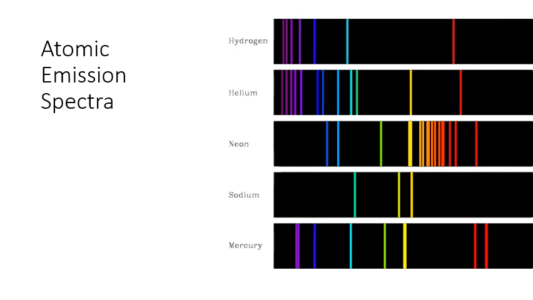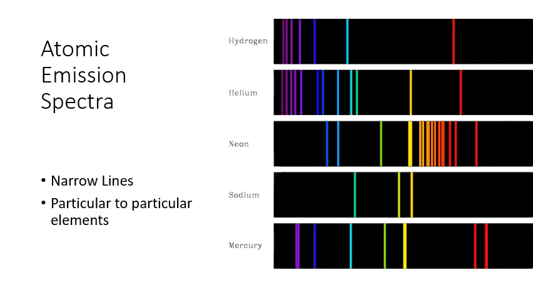So they're there because they're the very common discharge tubes. Hydrogen because it's simple, helium similarly simple, neon because it's very efficient at producing red, sodium because it's very efficient at producing yellow, and mercury because it's technologically important. And the important thing about an emission spectrum is that it has very narrow lines, effectively infinitely narrow. There's a little bit of thickness to them because of Doppler shift, but effectively infinitely narrow. And they are fingerprints, particular to particular elements.